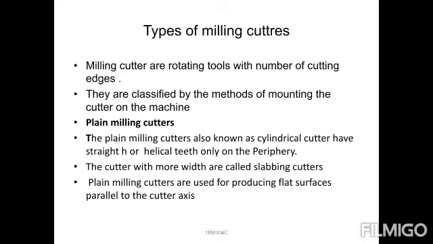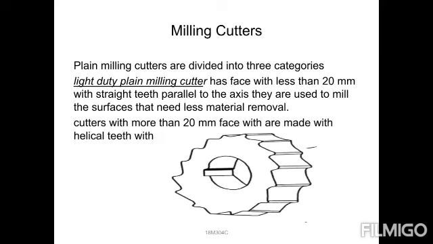The plain milling cutter, also known as the cylindrical cutter, has straight or helical teeth only on the periphery. The shape of the cutter is cylindrical. Cutters with more width are called slabbing cutters, so the width of the cutter is also important. The plain milling cutters are used for producing surfaces parallel to the axis.